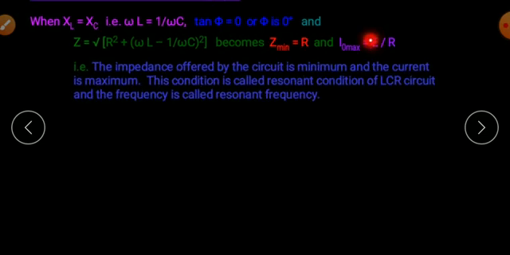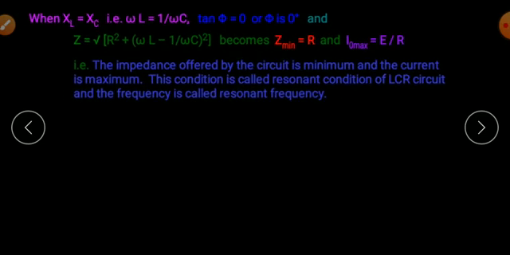So when XL equals XC, that is omega L equals 1 upon omega C, or tan phi equals 0 or phi is 0, and Z, which is under root of R square plus (omega L minus 1 upon omega C) whole square, becomes Z minimum equal to R. And I naught maximum equals E naught upon R. So the impedance offered by the circuit is minimum and the current is maximum.